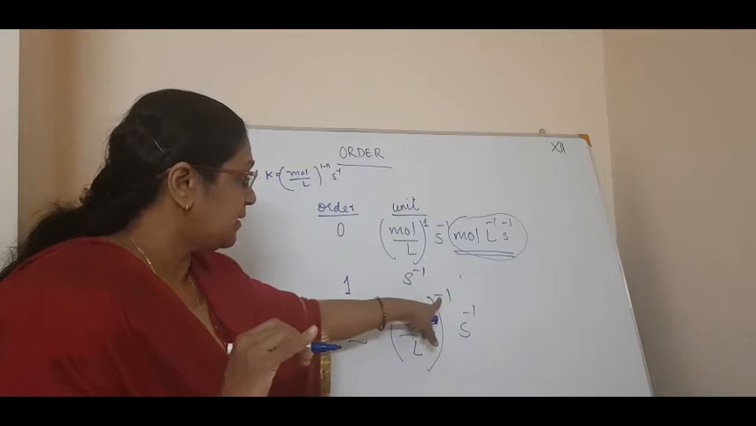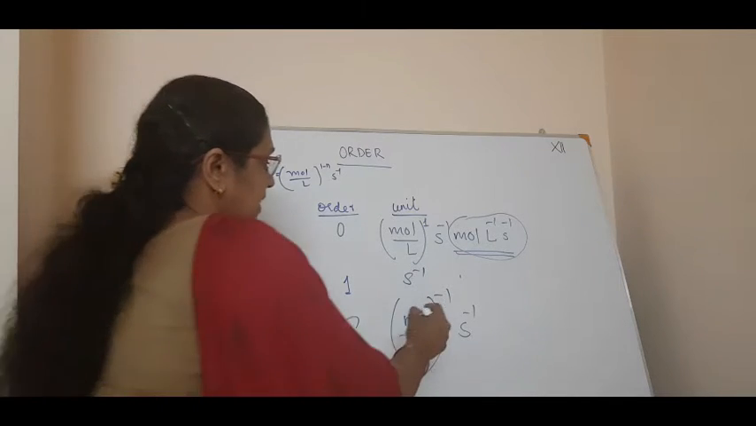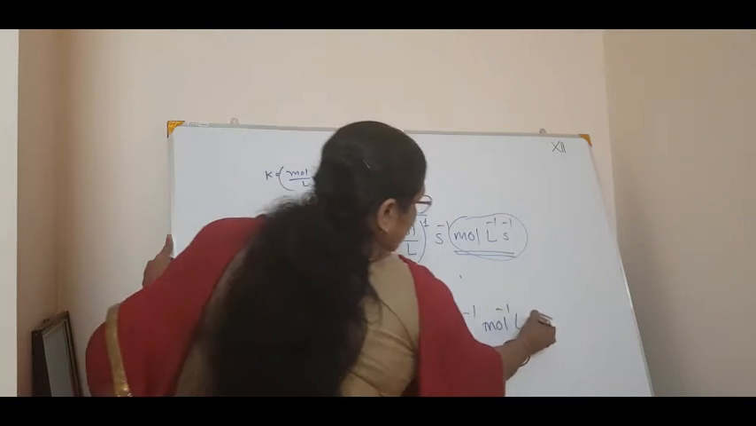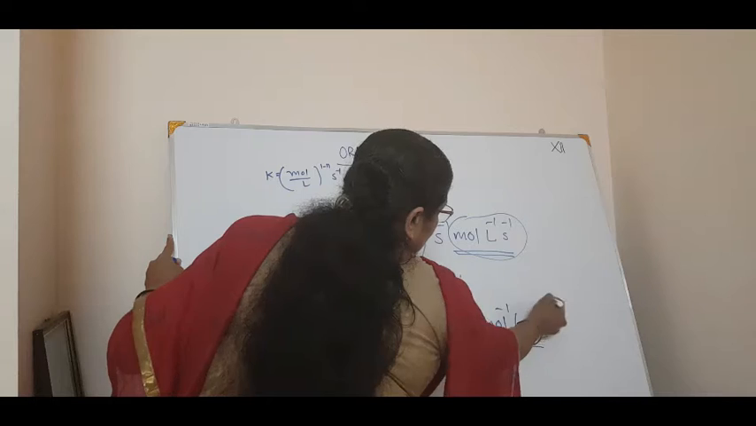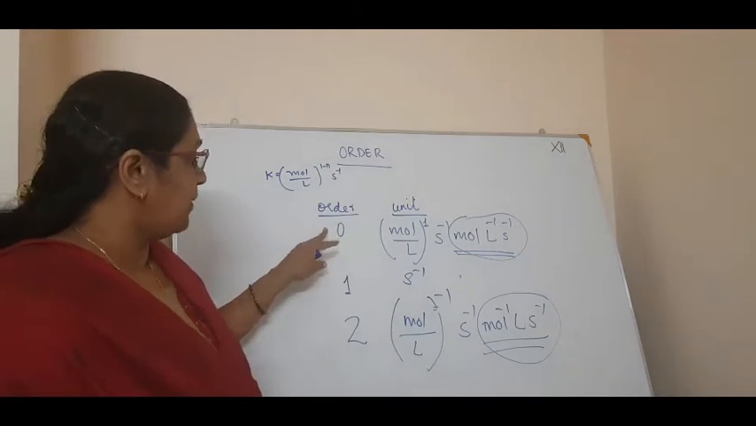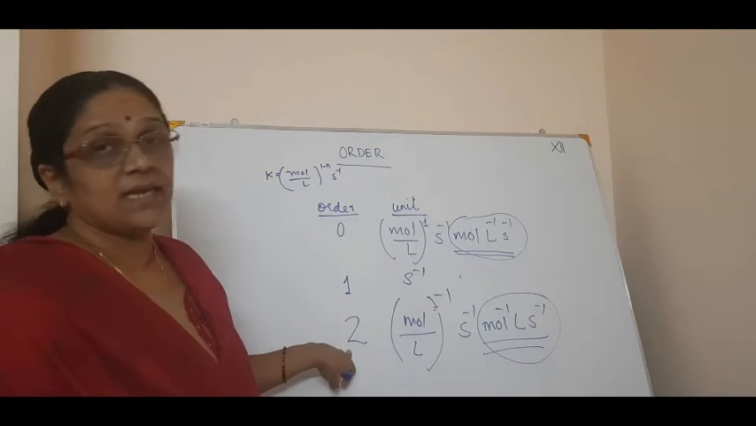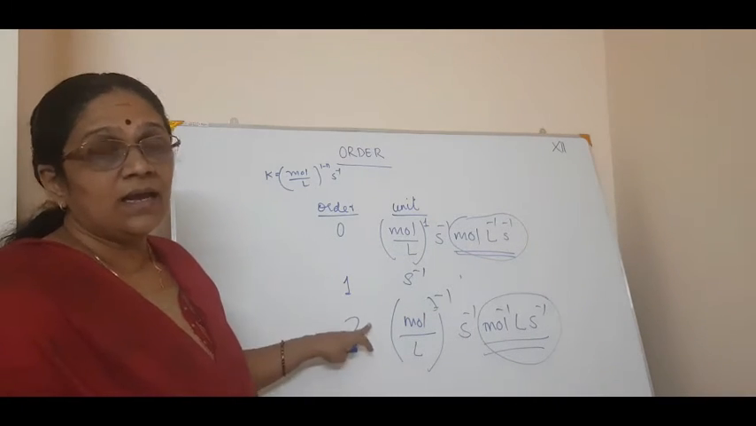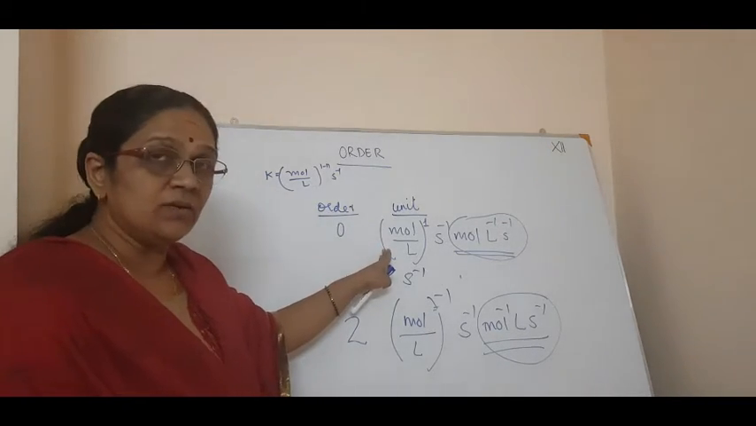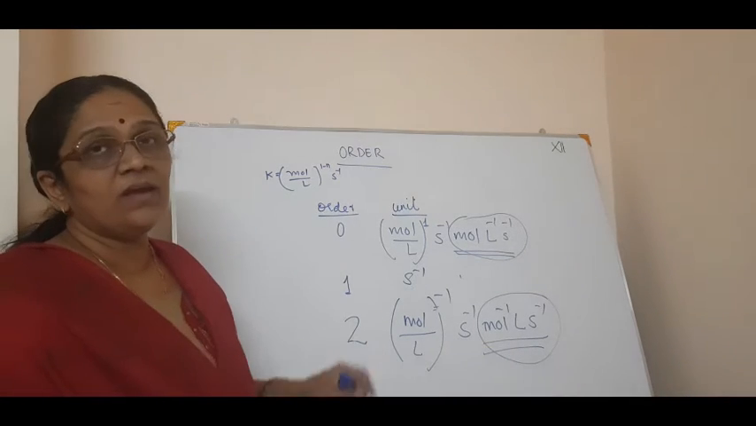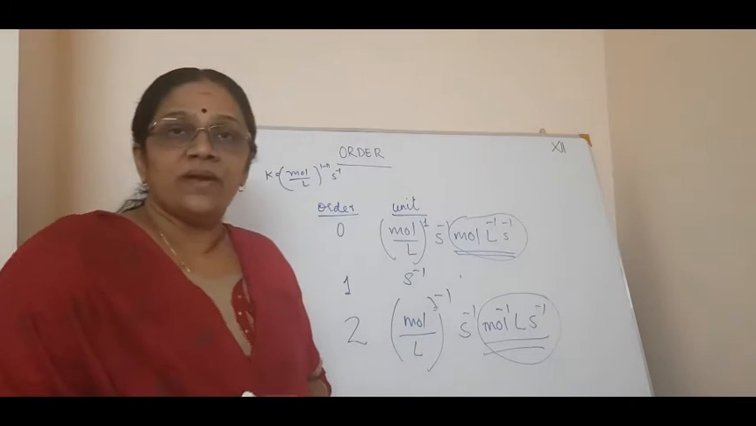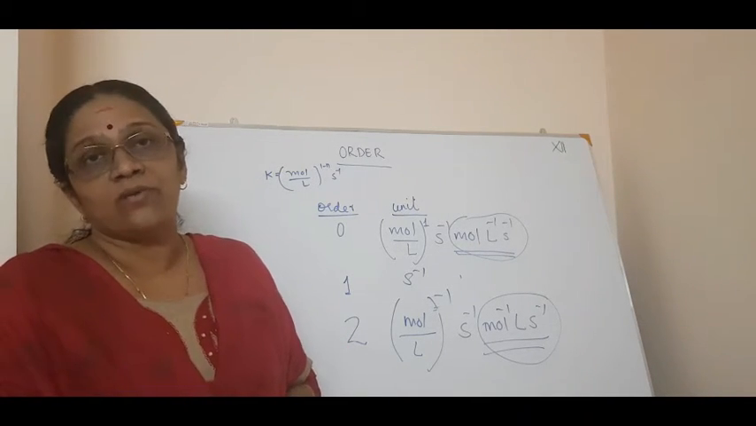So mole per liter raised to minus 1, second inverse. You can write it as liter per mole, so liter comes up, it will be liter mole inverse second inverse. See? So this is the unit of the rate constant for a zero order, first order as well as a second order. So make a table and write this in your notebook. Okay. So by knowing the unit, you will know the order of a reaction. Correct?